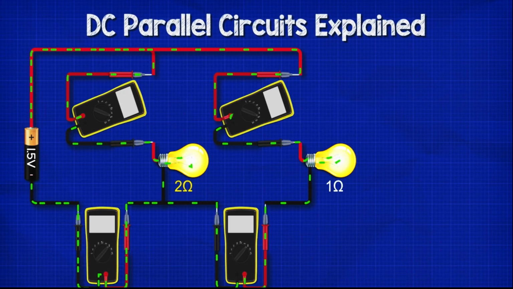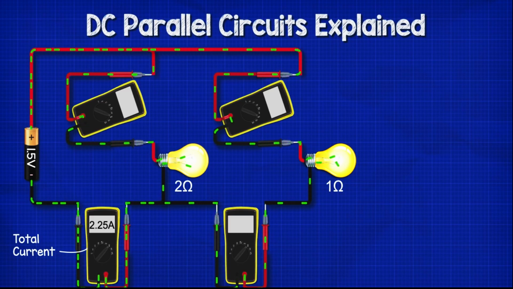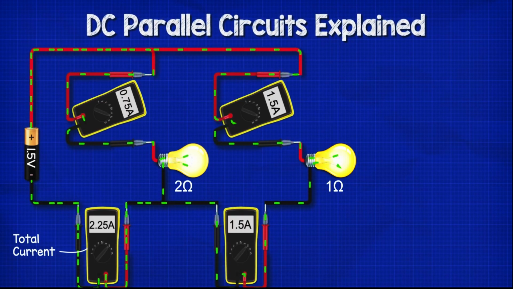If we replace lamp 1 with a 2 ohm resistive lamp, so that's now double the resistance on that branch, then the total current decreases to 2.25 amps. Lamp 1 sees a current of 0.75 amps and will be less bright. Lamp 2 continues to read 1.5 amps, and the meter between lamp 1 and 2 continues to see 1.5 amps.